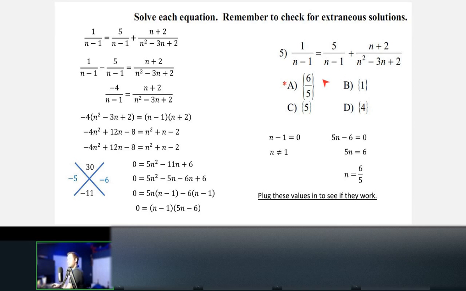Now, I probably wouldn't have started with 6/5 because it's a fraction. I would have skipped this. I would have checked 1 first. We would have got a false statement. I would have checked 5. We would have got a false statement. I then would have checked 4. We would have got a false statement. Because we get false, false, and false, that really leads us to the only answer being A. So by elimination, that's maybe how I would have done it.